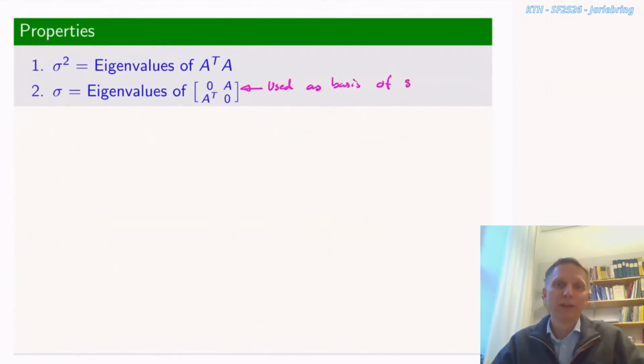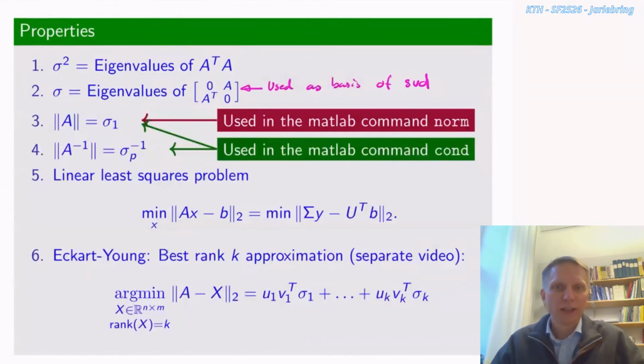So, for example, the SVD command in MATLAB essentially computes the eigenvalues of this matrix using a structured version of what's called the QR algorithm. Okay, that was about how to compute the singular values.